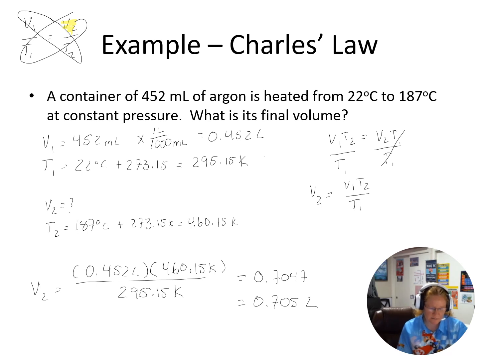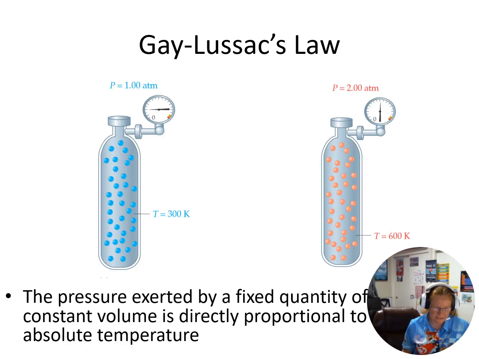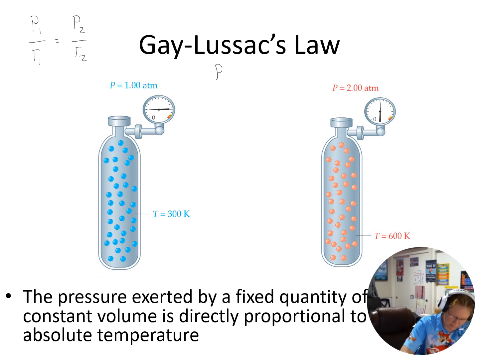All right, now our next one is Gay-Lussac's law. So in Gay-Lussac's law, we're looking at the pressure exerted by a fixed quantity of gas at constant volume is directly proportional to the absolute temperature. So this one is similar to the last one, except instead of volume and temperature, it's pressure and temperature. So P1 over T1 is equal to P2 over T2. Directly proportional, so when pressure goes up, temperature goes up. If one goes down, the other one goes down.